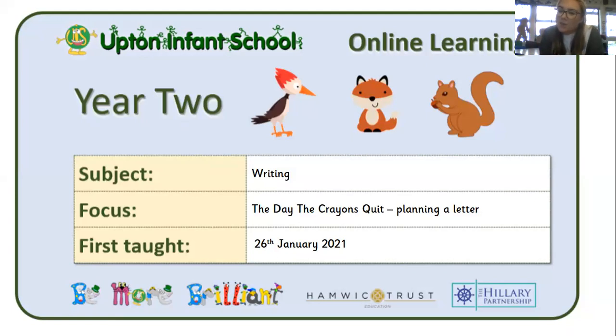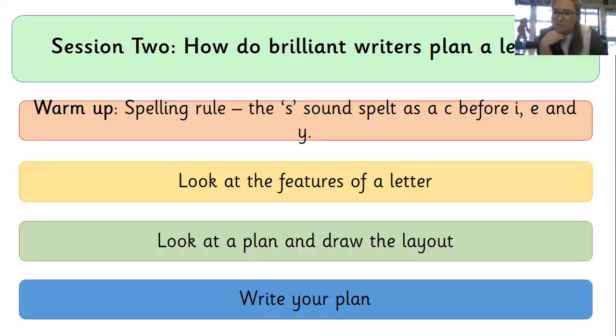So you were an object yesterday and you wrote a list for me about the reasons why that object was cross with your family. And today we're going to be writing a letter. Just like how the crayons wrote a letter to Duncan, we're going to do exactly the same, but we are not going to be a crayon this time. We are going to be the object that we wrote a list for yesterday. Okay, so that's today's session.